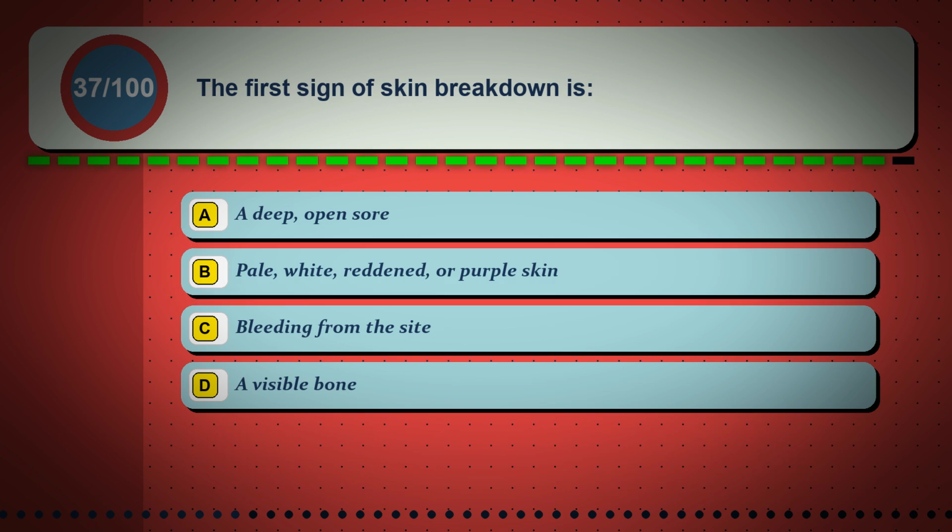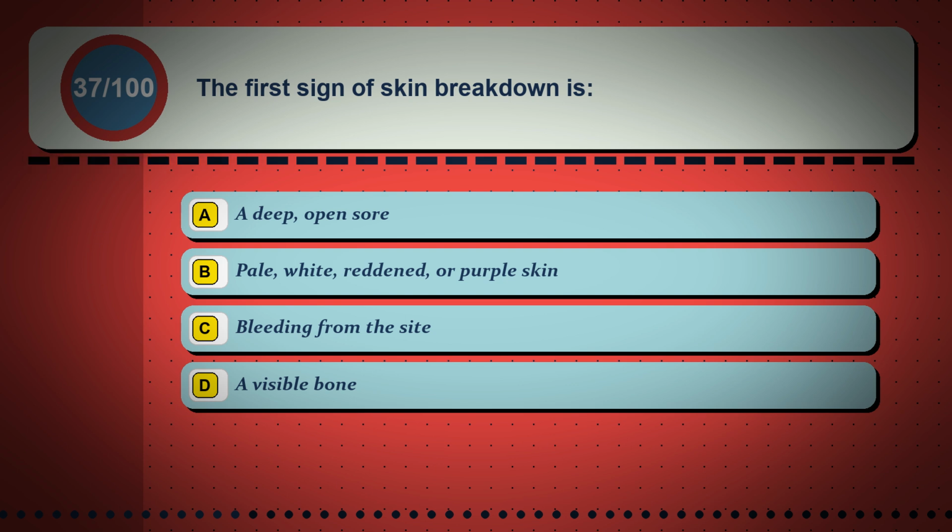Question 37. The first sign of skin breakdown is: Option A, a deep, open sore. Option B, pale, white, reddened, or purple skin. Option C, a bleeding from the site. Option D, a visible bone.